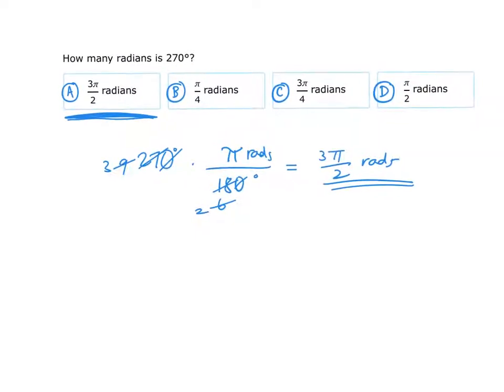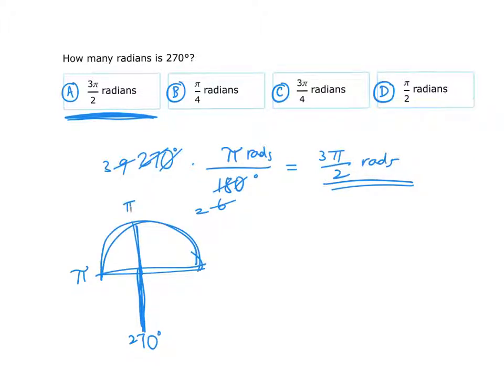Another way to do this is to think about 270 degrees, right? 270 degrees positive would be right here. Well, this is pi right here, and so if I cut pi into halves, that's going to be half of pi, so pi over 2. So that's 1/2 pi, that's 2 halves, and that would be 3 halves, so that's 3 pi over 2. So if you can visualize 270 degrees and see that that's going to be 3 halves of pi, that would be an easy way to get the answer in this case.